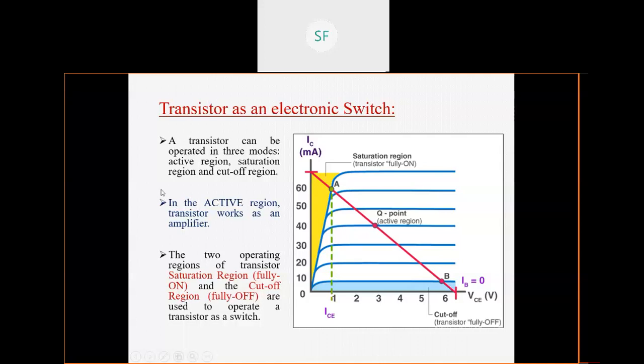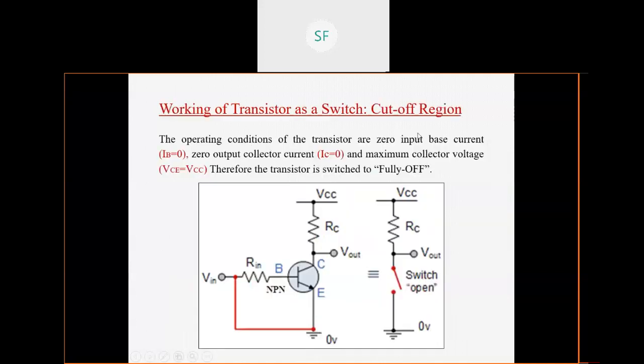Now we will see one by one the working of transistor as a switch in the cutoff region, and after that we will see the saturation region as well. So just concentrate here for a few slides, and this is very important. You can write the whole description about the working of transistor as a switch by observing and understanding these two slides. I have made it very brief, and this point you should remember.